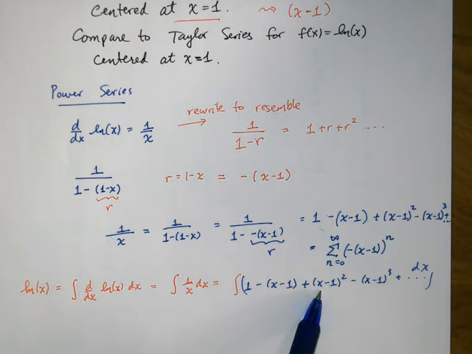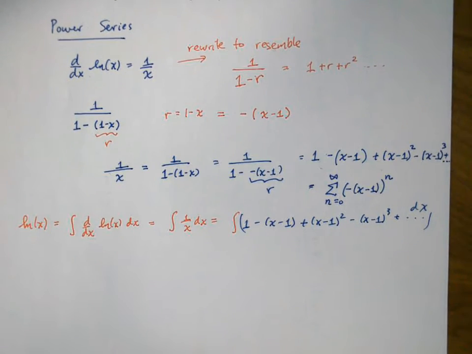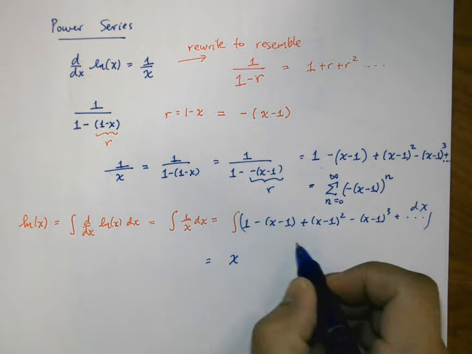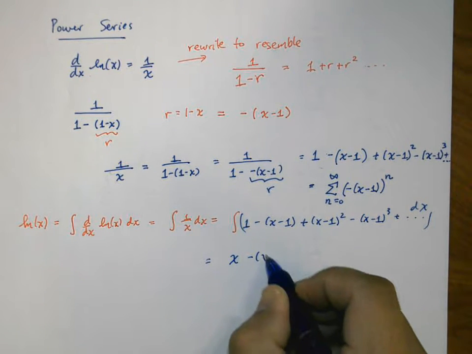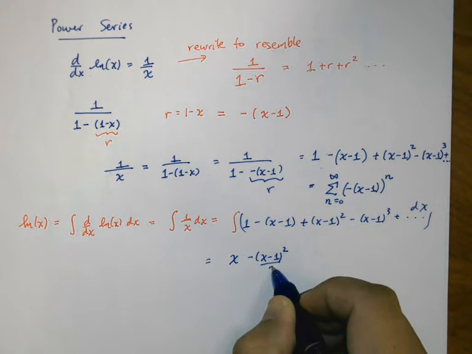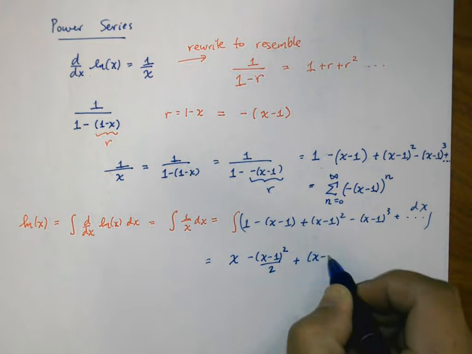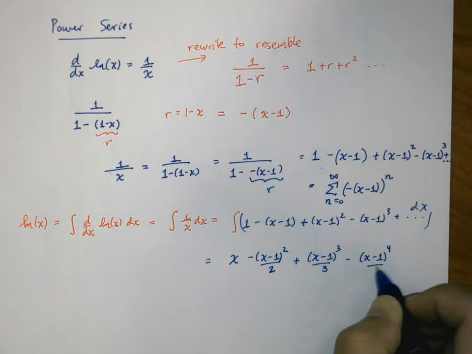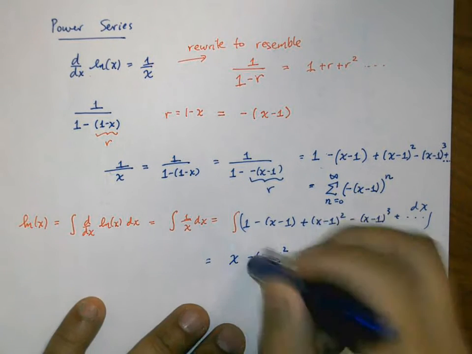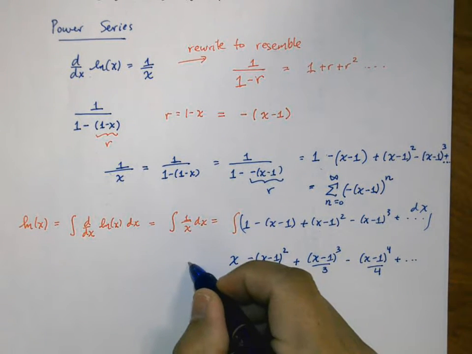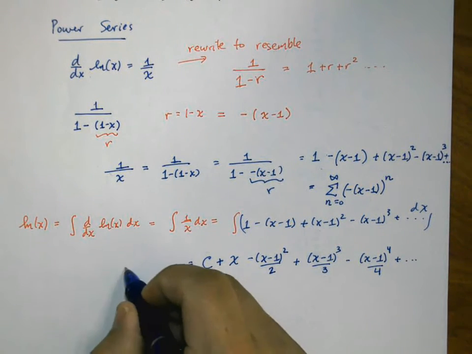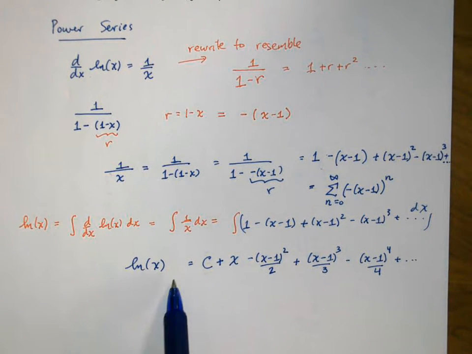We could have just simply jumped to the end here and started taking the antiderivatives, and we would have been just fine. The antiderivative of 1 is nothing more than x. The antiderivative of this term is negative x minus 1 squared over 2 plus x minus 1 to the third over 3 minus x minus 1 to the fourth over 4, and so on. And we know for a fact that there is also a constant in the front here, because this is an indefinite integral. So we know that the natural log function as a power series is equal to all of this right here, and now we need to solve for c.